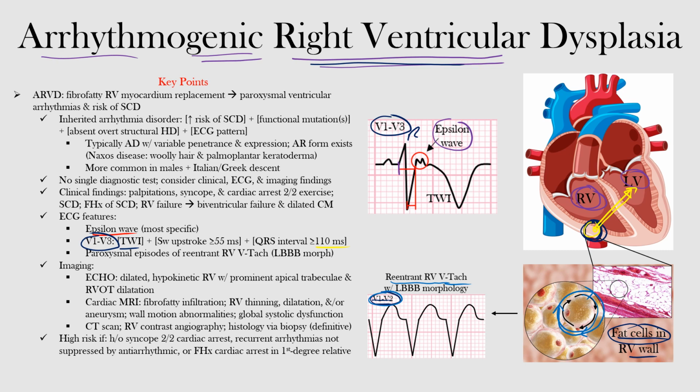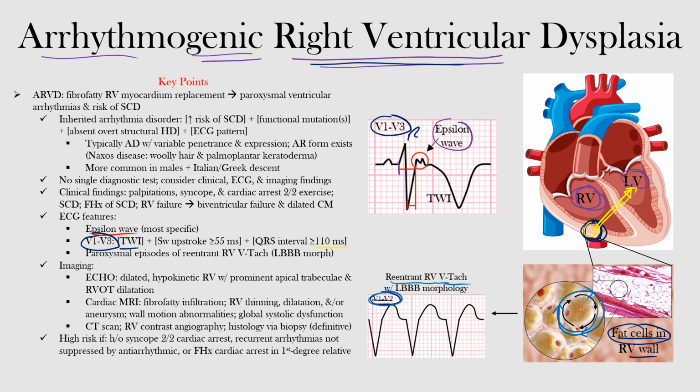So let's take a look at some of the imaging now. Echocardiography is typically done first and may reveal a dilated or hypokinetic right ventricle with prominent apical trabeculations and dilatation of the right ventricular outflow tract. You can also do cardiac MRI, which is more accurate and tends to demonstrate structural and functional features such as fibrofatty infiltration and thinning of the right ventricular myocardium. You can also see right ventricular dilatation and aneurysms, regional wall motion abnormalities, and even global systolic dysfunction.